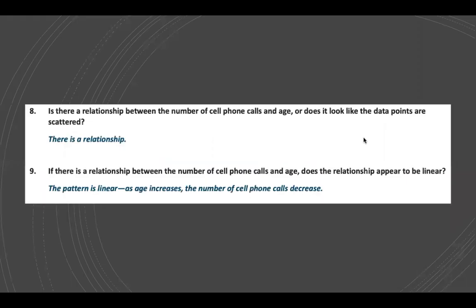So again, yes, there is a relationship and it is linear. As age increases, the number of cell phone calls decreases. And again, this is just based on the data that's shown. This doesn't mean all old people or all young people get more or all older people get less. This is just in that graph right there.